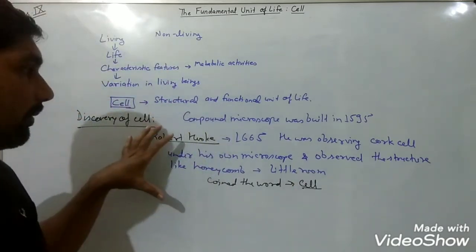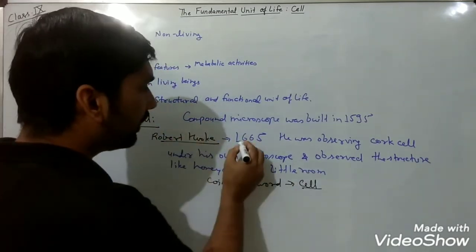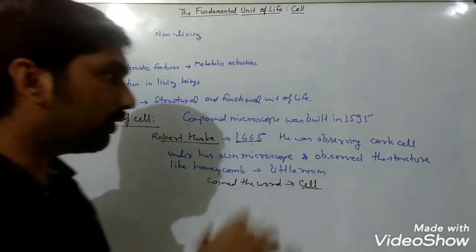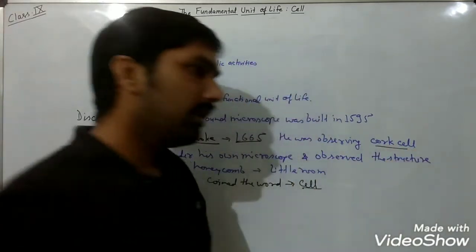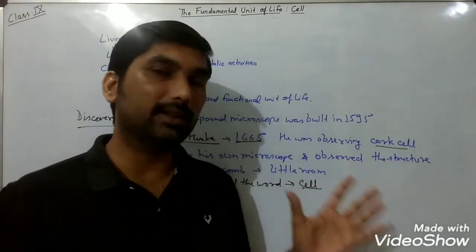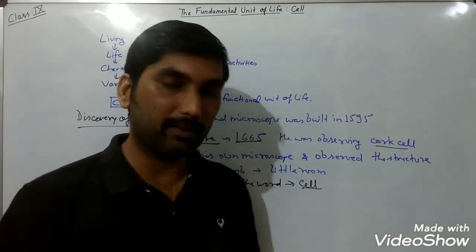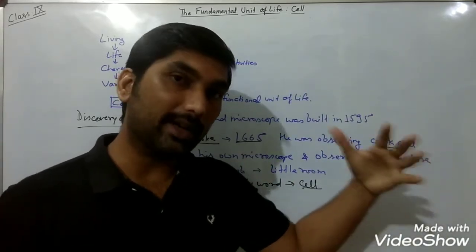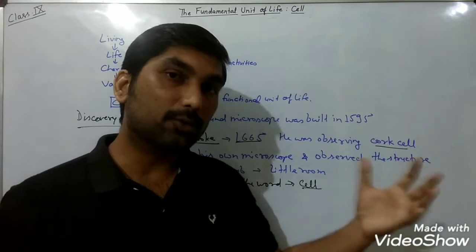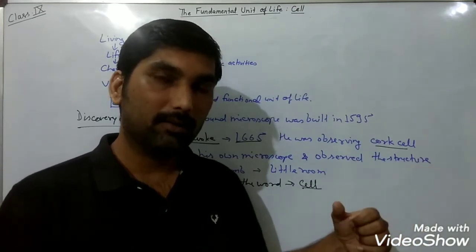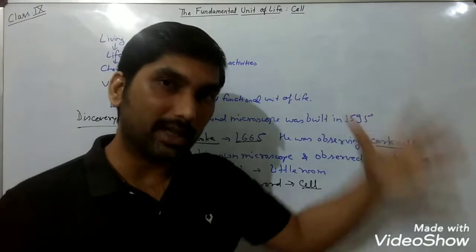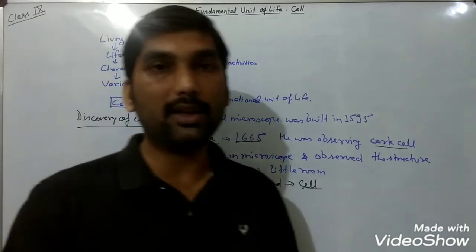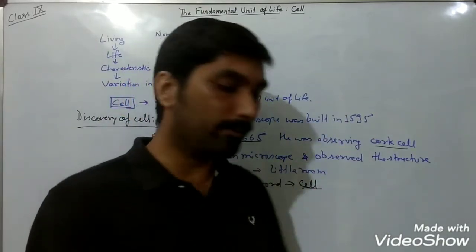So that was the discovery of cell, Robert Hooke in 1665, and what he was doing there, actually he was observing the cork cell. In previous video we were discussing the chapter 2, tissues, where we have seen that cork is what? The outermost layer of the dicot stems plants, which is also known as what? Bark, or when we talk about in Hindi, it is known as what? Chhal.